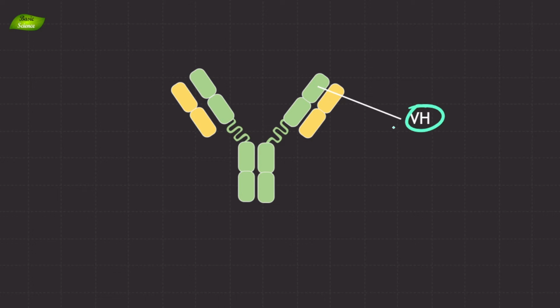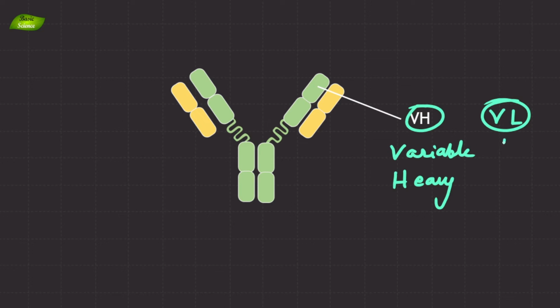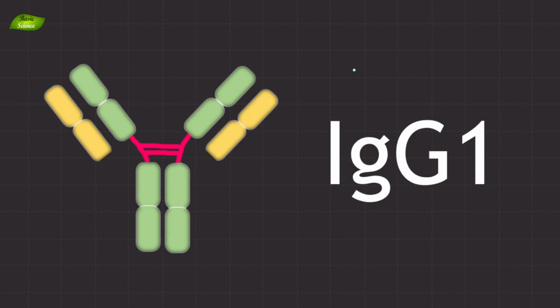Now moving to the VH region, as I already told you, V means variable, and H means the variable region of heavy chain, right? If the variable region of light chain is written, it should be written like this: variable of light chain. Okay. Now moving further, we have various antibodies.